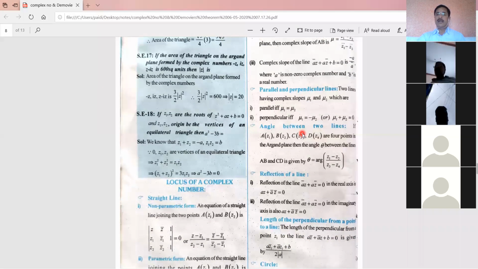And here another condition is given, parallel and perpendicular condition. If two straight lines are parallel, the slopes are equal, again the same condition. If the two straight lines are perpendicular, we have in regular geometry, product of the slopes is equal to minus 1. So therefore, according to that, here we get mu1 is equal to minus mu2. That is, mu1 plus mu2 is equal to 0.